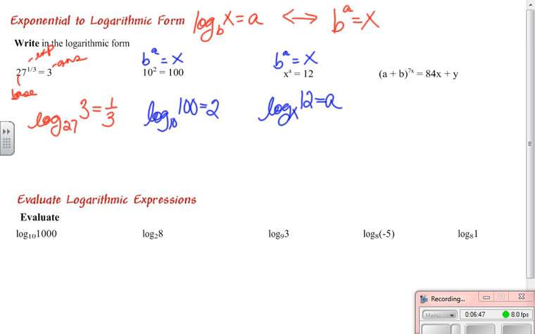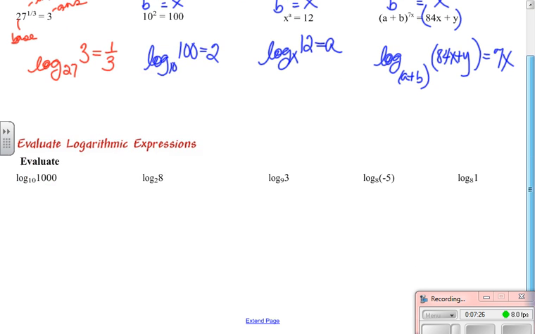And even though this looks more complicated, just remember what each piece is. So I'm going to have log to the base a plus b of 84x plus y equals 7x. It may look like nonsense right now, but we're just practicing moving between the two different formulas and different forms, because depending on where our variable is, each form is going to provide us different opportunities and options for solving for the missing variable. So let's evaluate.